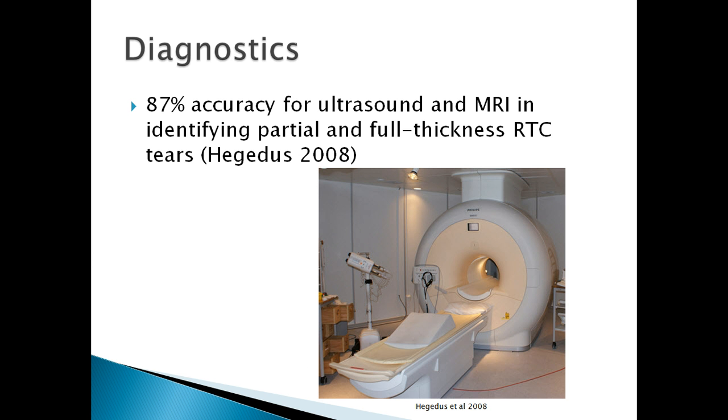Shoulder injuries are common, but it can be difficult to identify those that require imaging to assess for surgical consideration. Now, X-ray is able to identify those who have chronic complete rotator cuff tears due to the upward glide of the humeral head, but MRI and ultrasound is required to assess for anything less. According to a review by Hegedus et al. in 2008, there is an 87% accuracy for ultrasound and MRI to identify partial and full thickness rotator cuff tears.